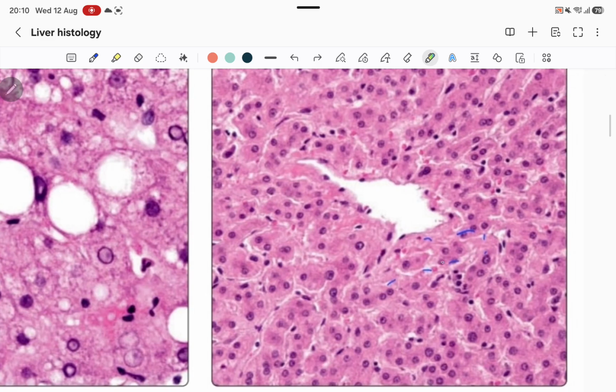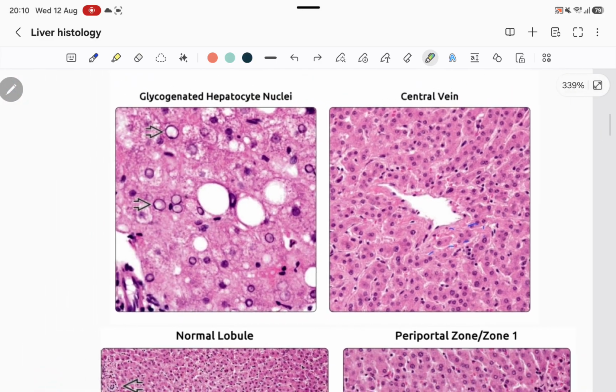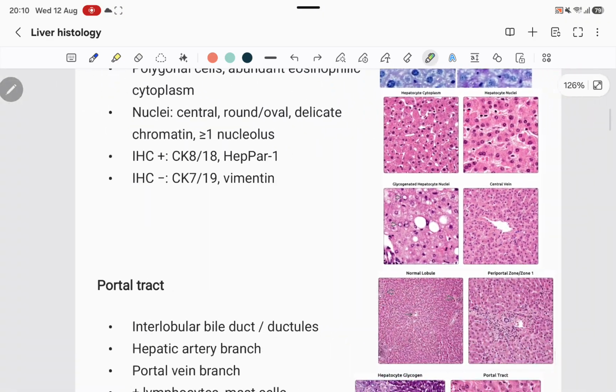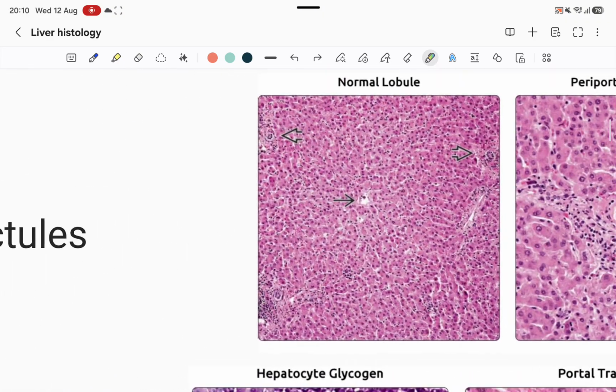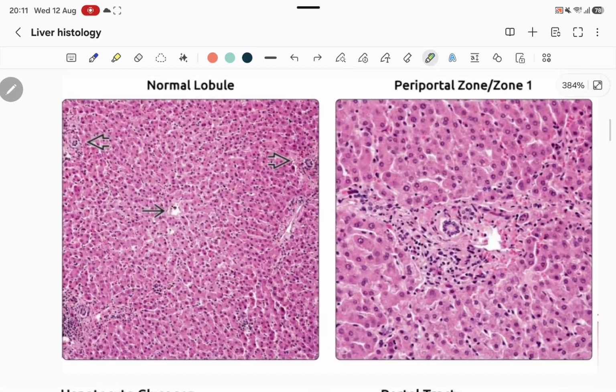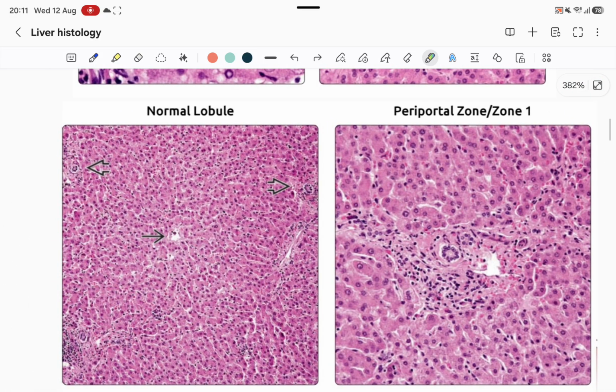All right, so this is the central hepatic vein, and that's basically the center of your lobule. And yes, that's a normal lobule. You can just imagine how the hexagonal shape will be. It's really difficult to imagine it, but these are the portal tracts. And then we've got the periportal zone 1.